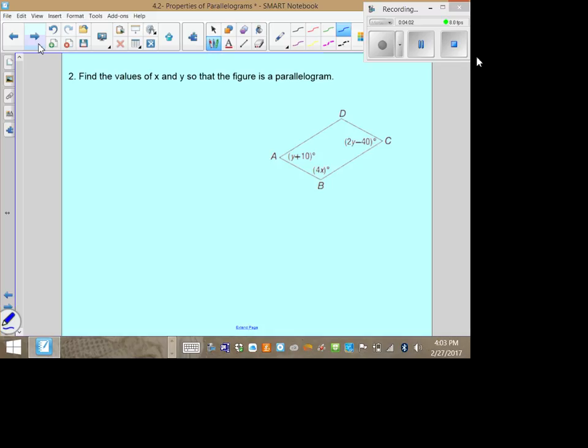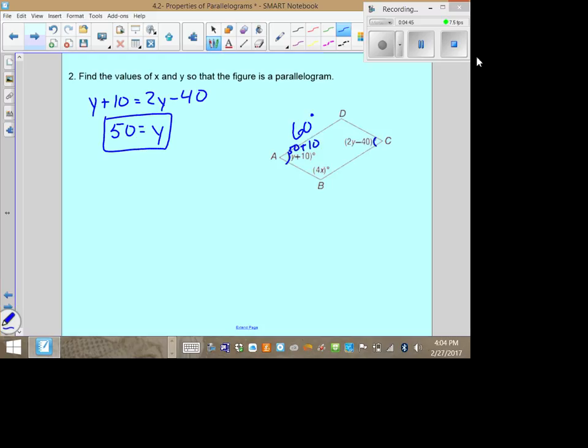And then find the values of x and y so that the figure is a parallelogram. We also know that opposite angles are congruent. So we can set y plus 10 equal to 2y minus 40. Solving for that, we'll add our 40 over and we'll get y to be 50. So that's going to make this angle 50 plus 10. So this angle is going to be 60 degrees.